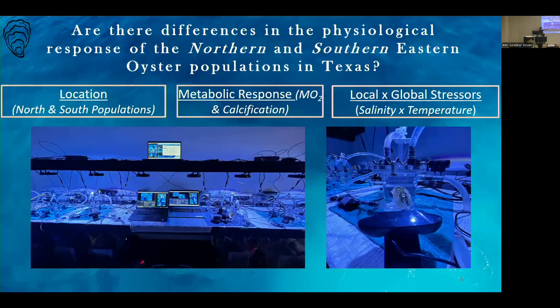You can see here one of the oysters in our intermittent flow respirometry chambers. You can also see that there is a camera watching this oyster, and I'd be happy to talk more about the camera data. It's not included in this presentation, but it's an integral part of this study and it will be in the future publication.